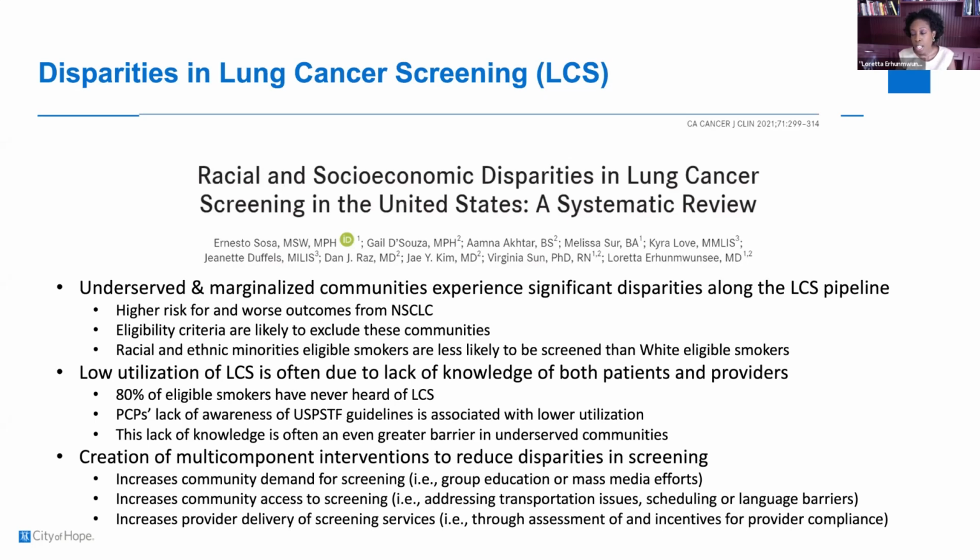And what we've noticed in colorectal cancer screening and breast cancer screening is that there have been a lot of efforts by way of multi-component interventions to try to reduce disparities in screening. And this is primarily done through increasing community demand for screening, potentially through group education, or increasing community access to screening by addressing transportation issues and other social determinants, and increasing provider delivery by really supporting the providers.